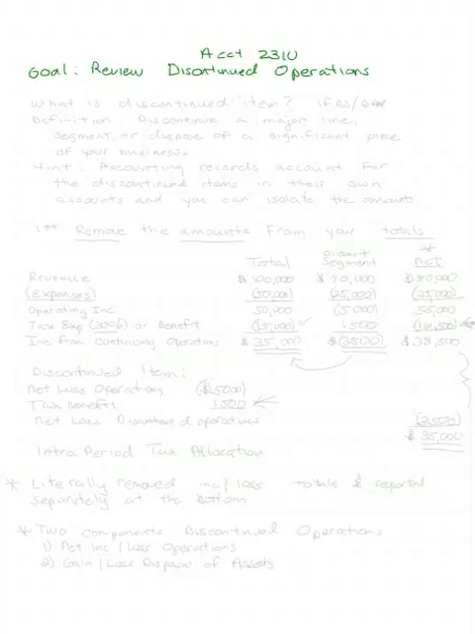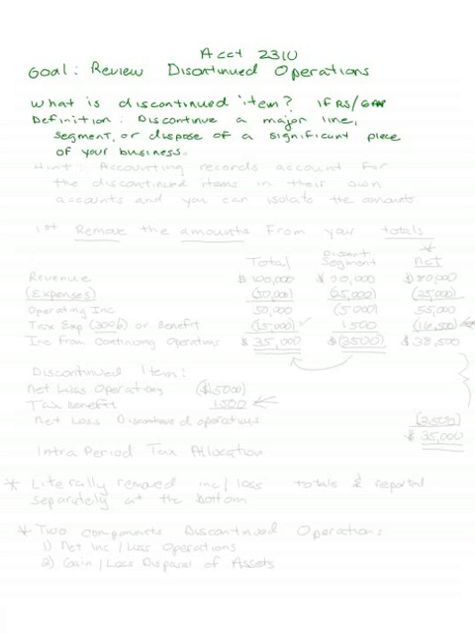Let's start with looking at what is a discontinued item. The definition's a little bit murky right now because it's currently being reviewed in the convergence move of IFRS and generally accepted accounting principles from the United States of America. But let's go with our best definition that we have. It would be when you discontinue a major line, segment, or dispose of a significant piece of your business. You're getting out of it indefinitely and won't be in that line again.